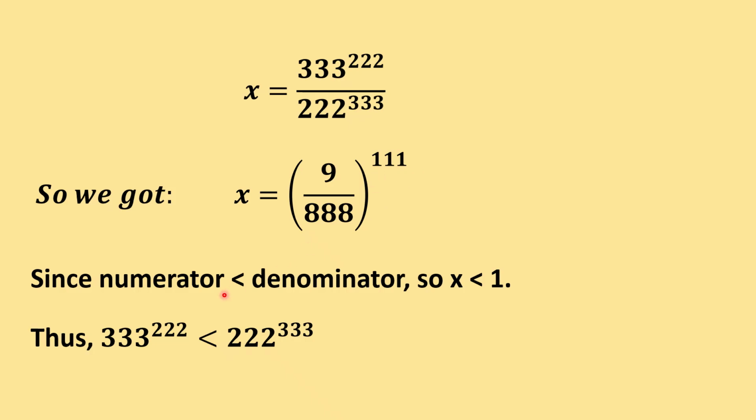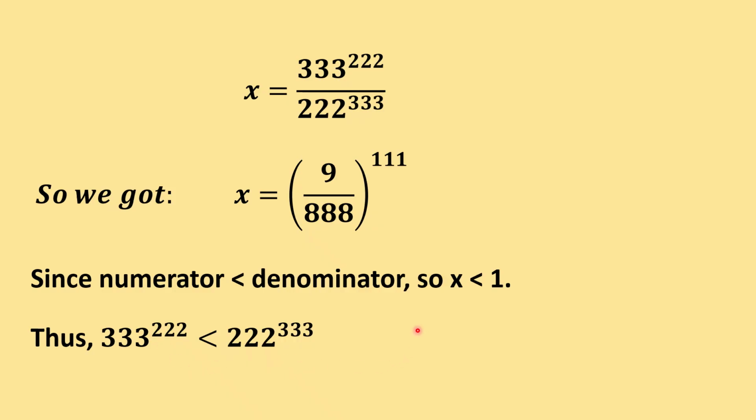So you can see that the numerator is less than the denominator, so x is less than 1. So in the original number, the numerator is smaller, that is 333 power 222 is less than 222 power 333.